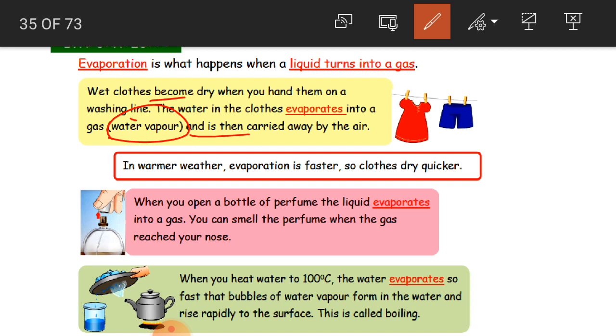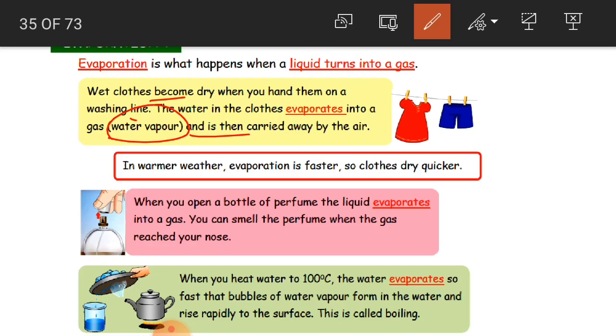When you dry clothes in the air, those are the wet clothes which we have washed. So you dry them in the air. What happens? Whatever water is there in the cloth is absorbed by the air in the form of water vapor, and the clothes dry up. This is nothing but evaporation. So you have so many examples.